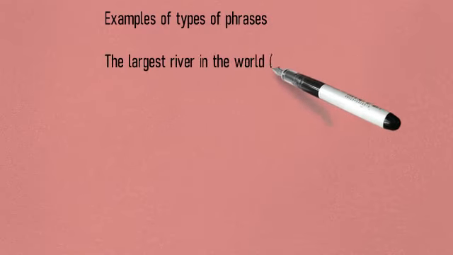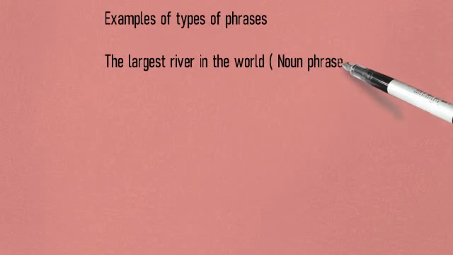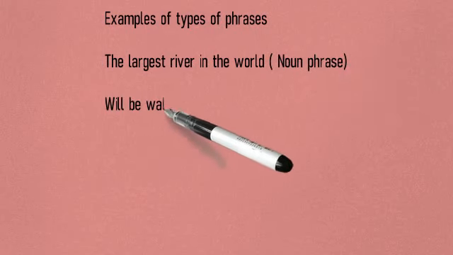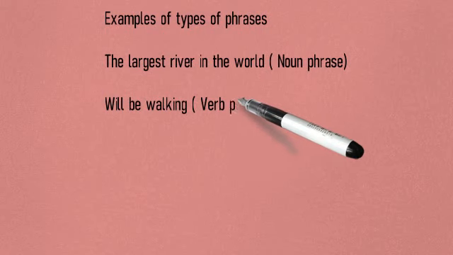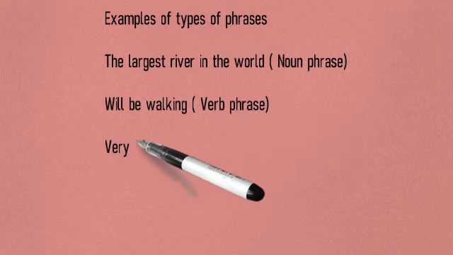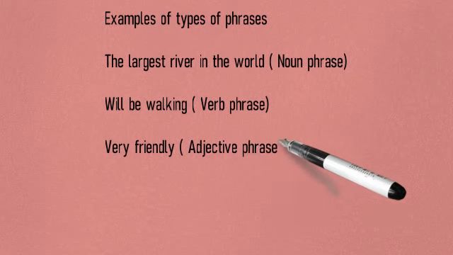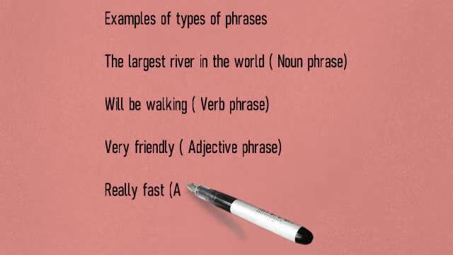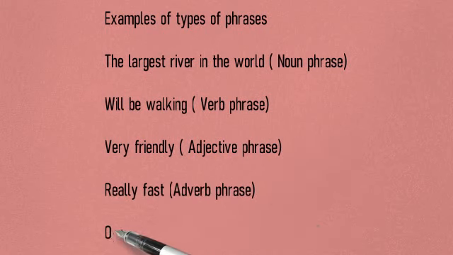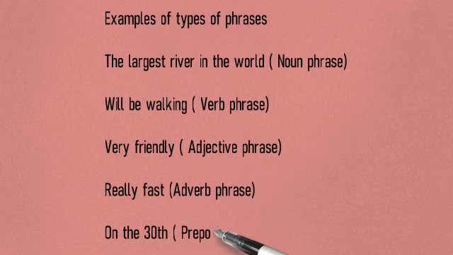First of all, the noun phrase. You can see we have an example, the largest river in the world. Here this group of words is focusing on the word river, which is a noun. So this is a noun phrase. The next example we have is will be walking. So this is a verb phrase because it consists of only verbs.